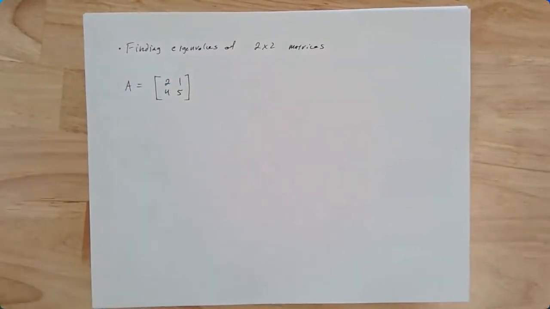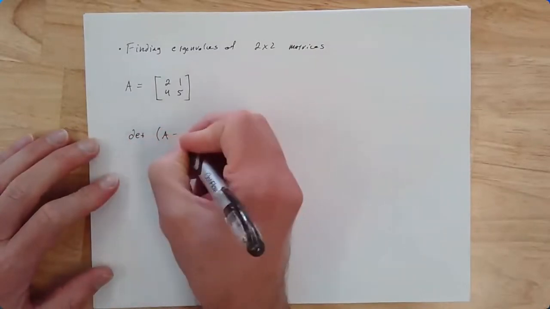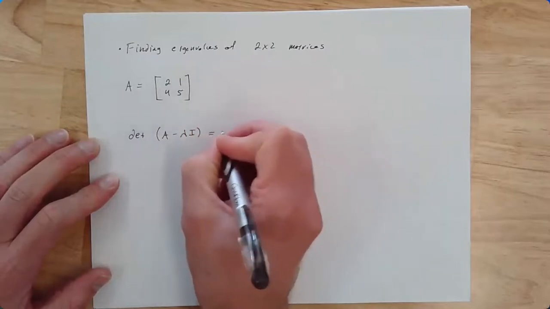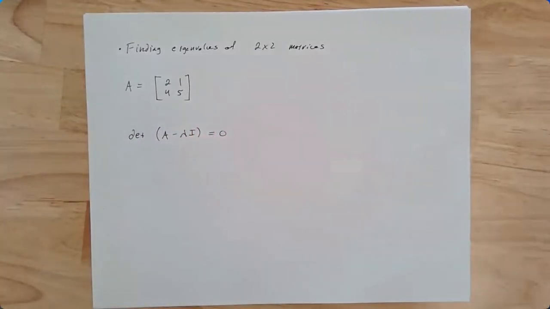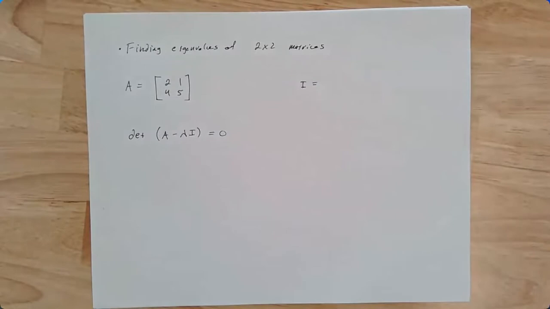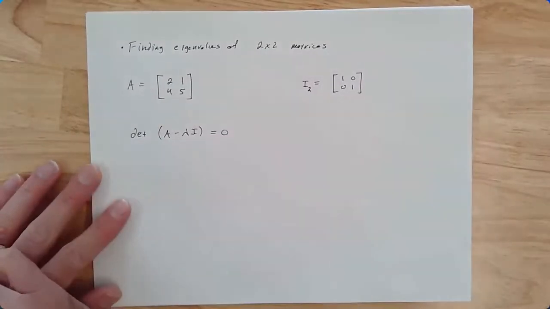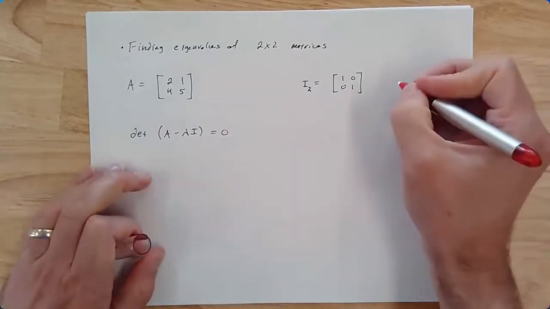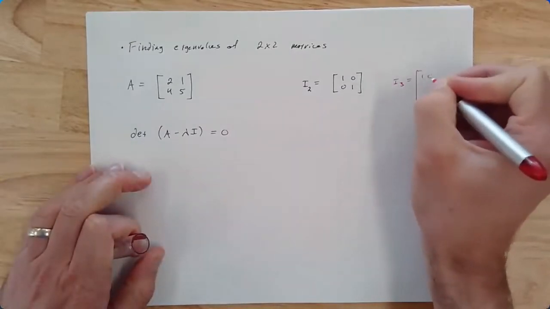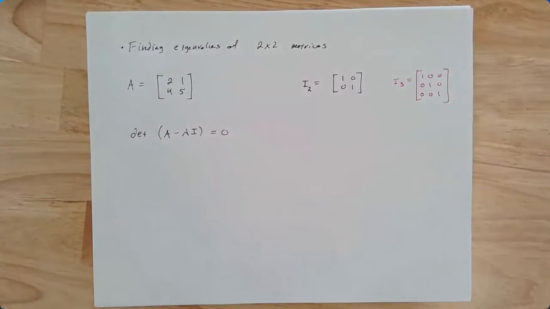So how do we find the eigenvalues of a 2 by 2 matrix? Well, of any matrix really, but specifically 2 by 2, we take the determinant of A minus lambda times the identity matrix and set it equal to 0. As a reminder, the identity matrix has 1s on the diagonal and 0s everywhere else, and it can be any size. The 2 by 2 identity matrix is 1, 0, 0, 1. Just for reference, the 3 by 3 identity matrix is 1, 0, 0, 0, 1, 0, 0, 0, 1. 1s on the diagonal, 0s everywhere else.